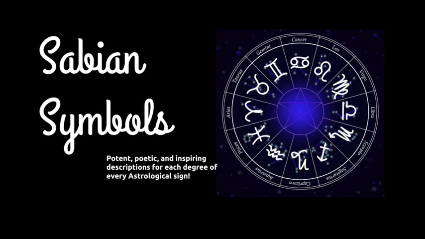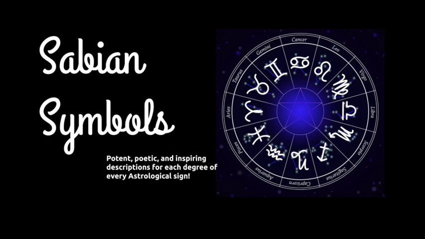So what are the Sabian symbols in astrology? Basically, these are highly visual descriptions of every degree and every sign in the zodiac. They're almost like little vignettes that describe the particular degree of every sign. So there's 360 of them, of course, because we have 12 signs with 30 degrees in each sign.